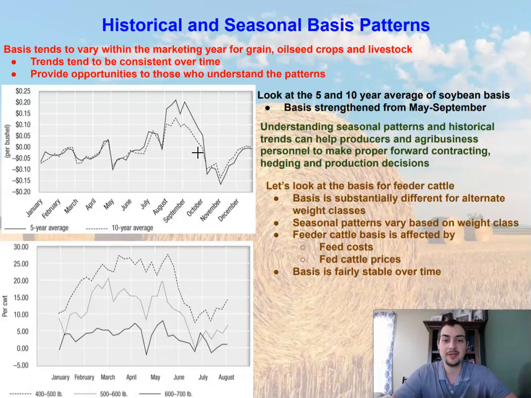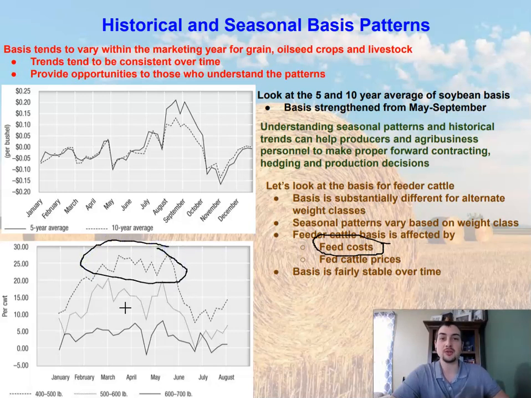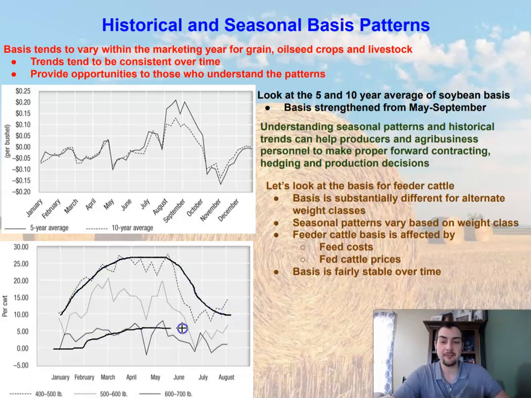Why might that be happening? Well, it's part of the aspect of feed cost. Because these lighter weight calves are going to take longer on feed, that basis is going to be affected a lot more by corn prices and the forward contracts and futures contracts of corn. It's also going to be affected by fed cattle prices. And because it's going to take a lot longer to get the lighter weight cattle to market weight, it's going to show a wider, larger change in that basis over time.